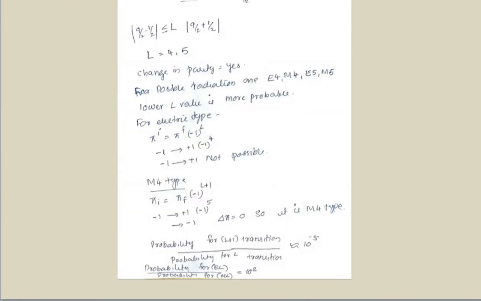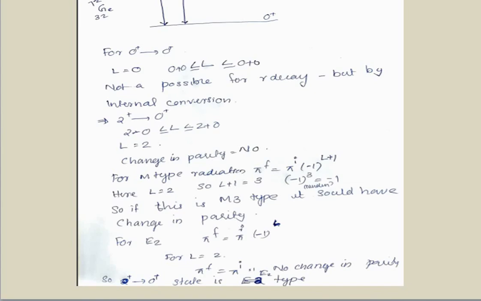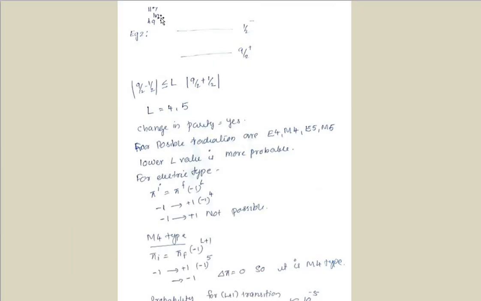Okay. So next, let us consider another example. This is indium, 49 to 117. So the transition is 1/2 - to 9/2+. So the possible values of L are from 9/2 - 1/2 to 9/2 + 1/2. 9/2 - 1/2 means 8/2, that is 4. Another condition is 9/2 + 1/2, that is 10/2, that is 5. So possible L values are 4 and 5. Next, we have to check whether there is a change in parity or not. So from - to +, there is a change in parity.